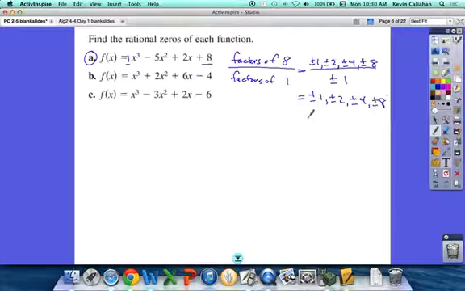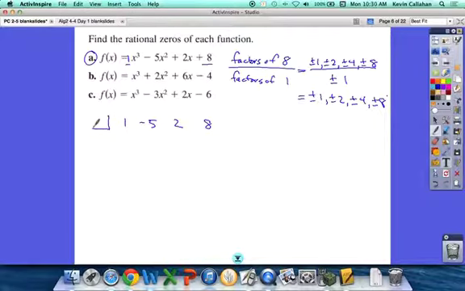I mean, you can see that all three of these are cubics. So once I find one, then I'm left with a quadratic equation. And with a quadratic equation, I can always find the last two. I don't need to go through this test anymore. So let's try to do a few here. So here are our coefficients: 1, negative 5, 2, 8. Remember synthetic division, right?